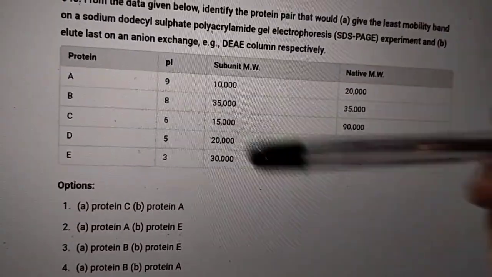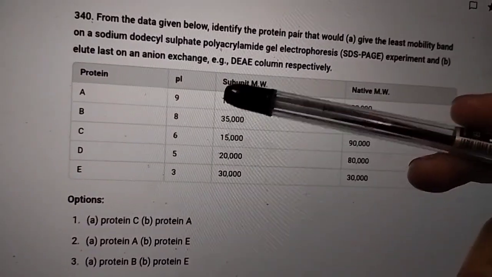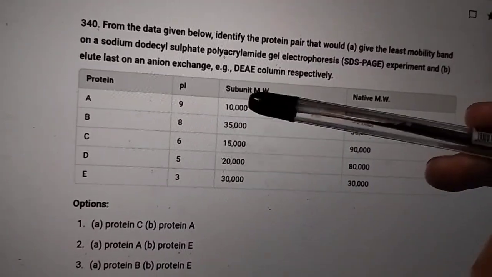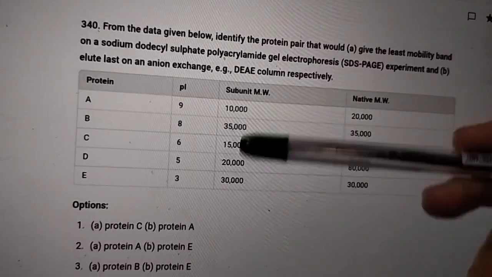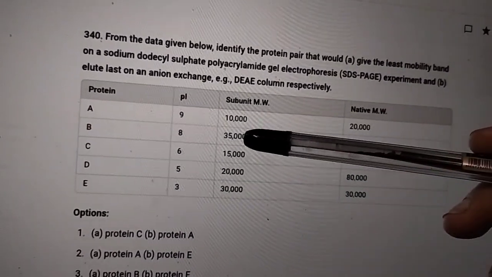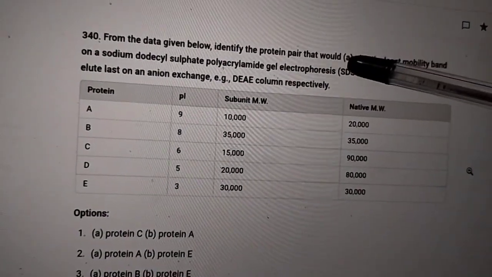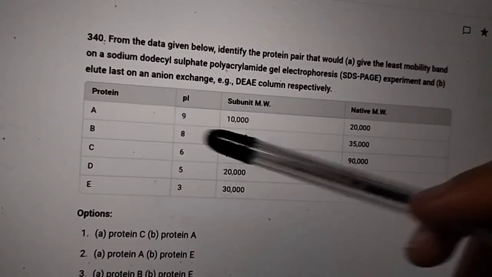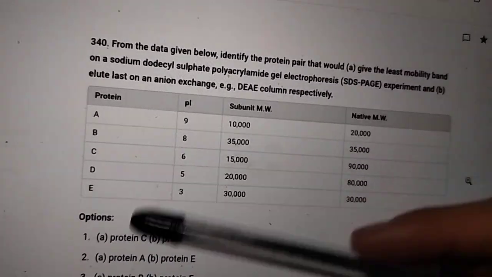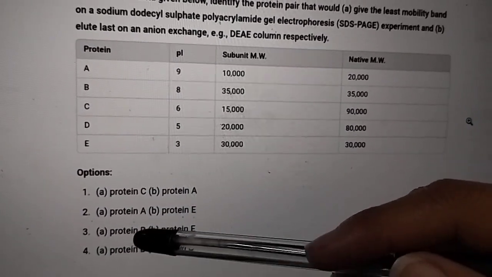To find the least mobility, we generally see the subunit molecular weight. We don't look at the native molecular weight, but we look at the subunit molecular weight. So here, higher the molecular weight, mobility will be less. So the highest molecular weight is here. Protein B is showing the highest molecular weight, that is 35,000. So it will have the least mobility. So for A, our answer should be protein B. So A, protein C, this option is gone. This option is also gone. So these two options can be the answer, both with protein B.